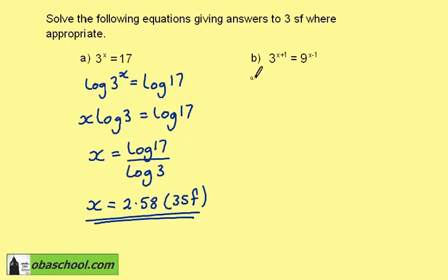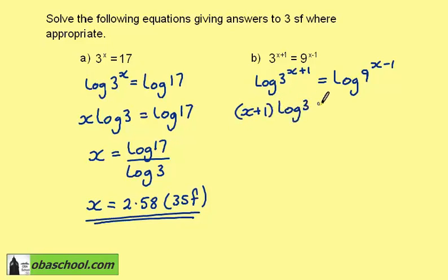Part B here can be done in the same way. Take the log of both sides, so we get log 3 to the x plus 1 is log 9 to the x minus 1. We can use our log law to bring the index down in front, and it must go into a bracket here, and the same on the other side. We can expand these brackets in the normal way.